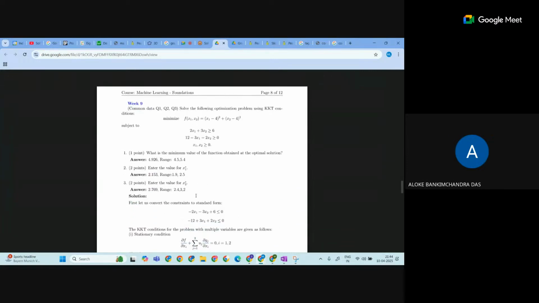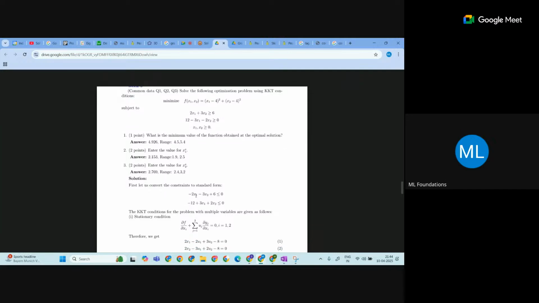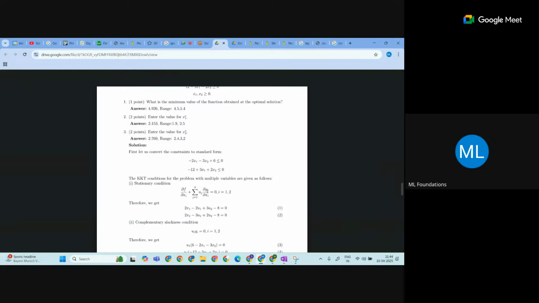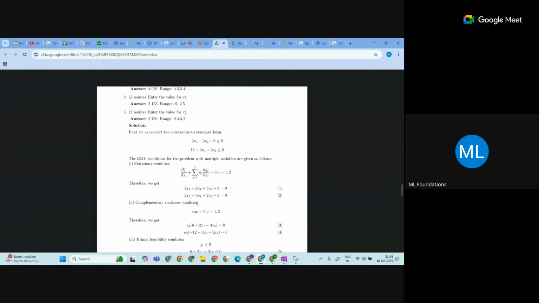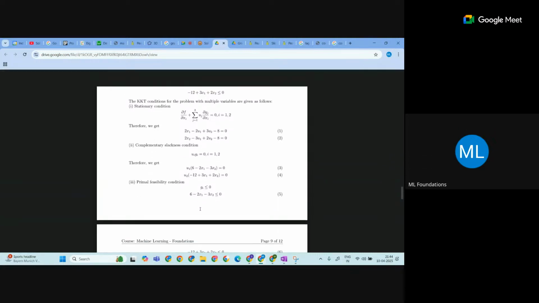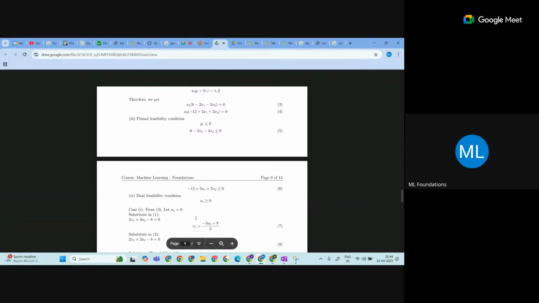Yeah, this is the question. This is the problem. Minimizing function where the sign is okay. Yeah, so here it is converted to the standard form. Okay, so it is converted to less than or equal to. Now the KKT conditions will follow. Minimizing this. Complementary slackness is this one. Primal feasibility is this one. Dual feasibility is this one.